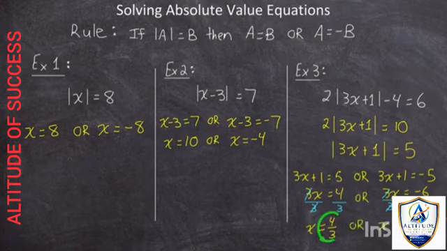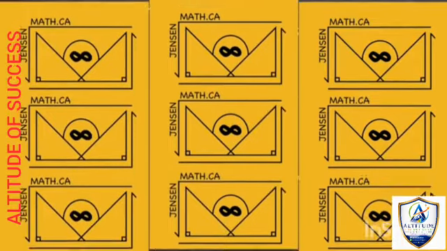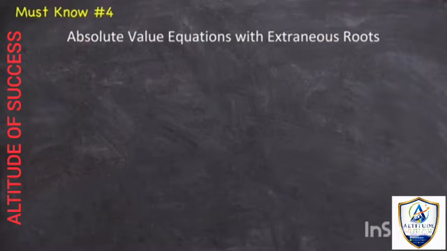And then subbing either 4/3 or negative 2 in for x into the original equation would make the left side equal to the right side. Must know number 4, absolute value equations with extraneous roots.